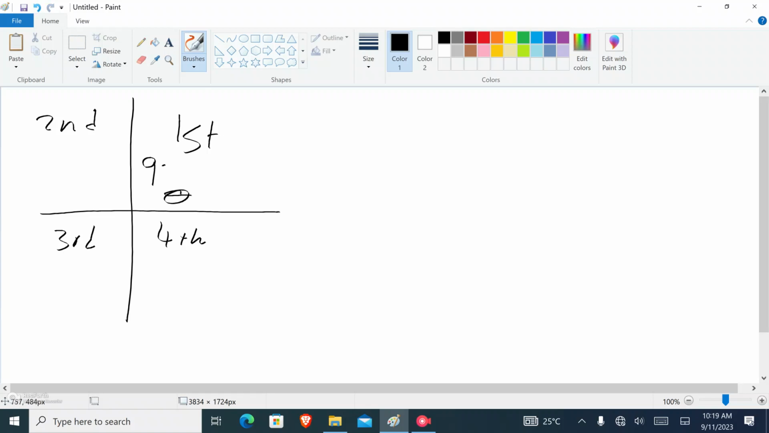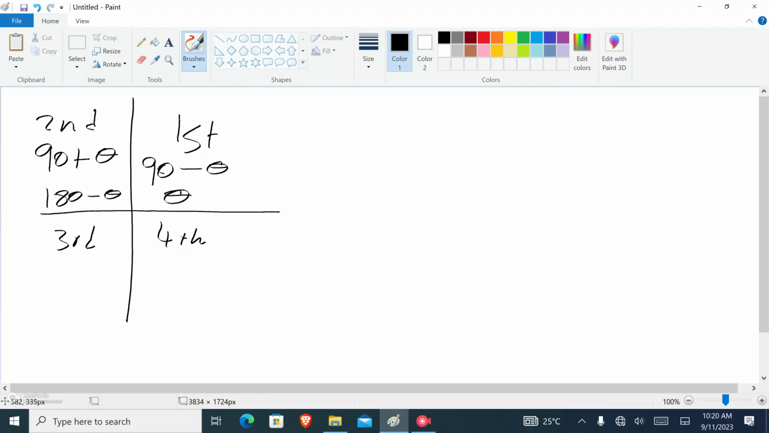Now, with the 180 rule, remember this is theta. With the co-ratio rule, this is 90 minus theta. And on the second quadrant, how do you represent this? The 180 rule is 180 minus theta, and the co-ratio rule is 90 plus theta.